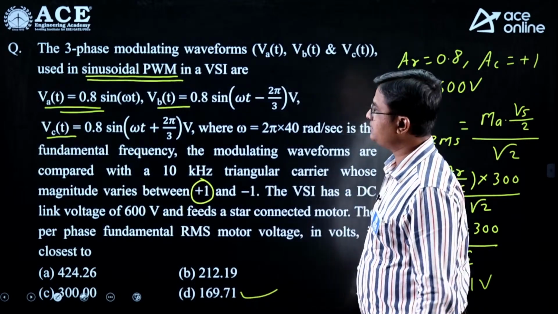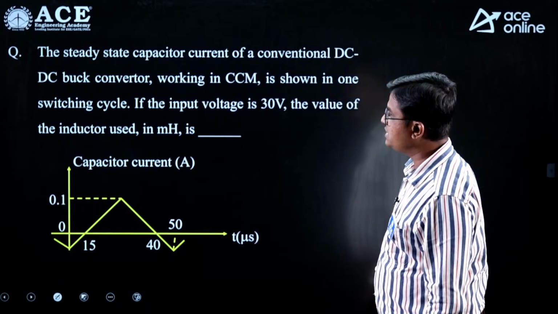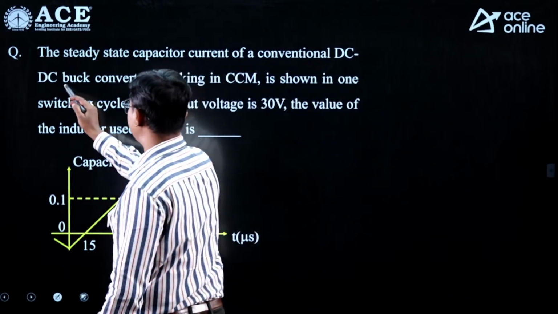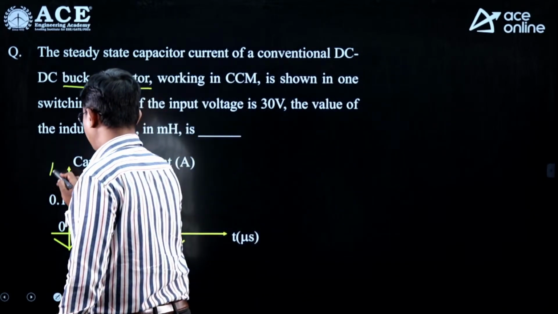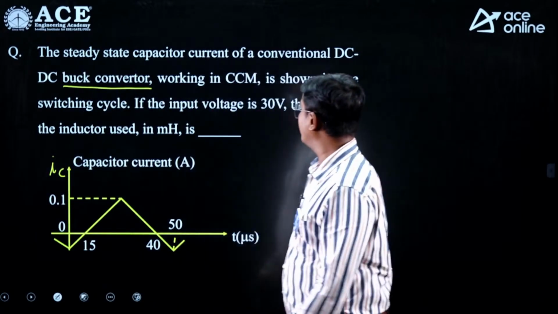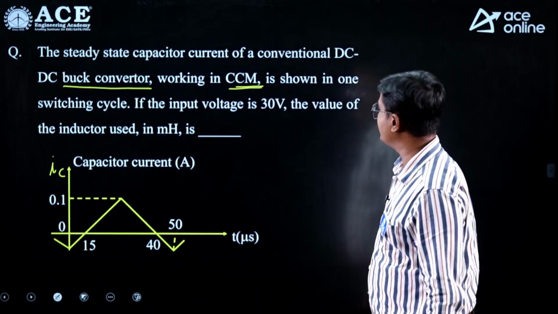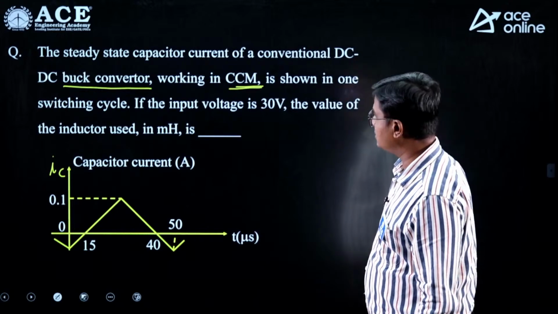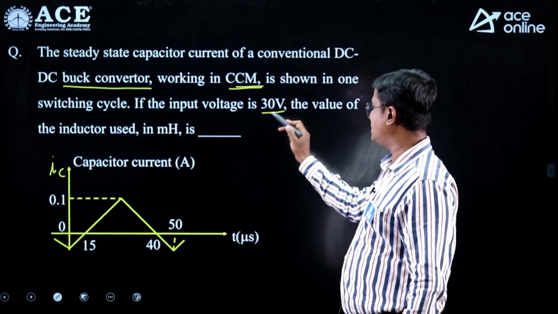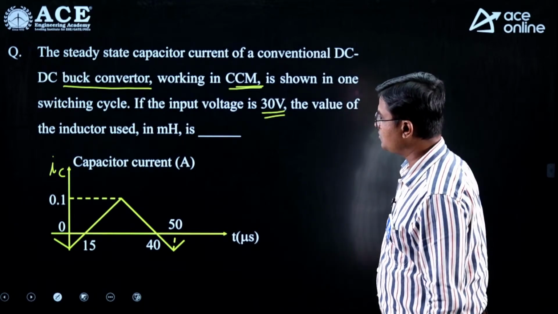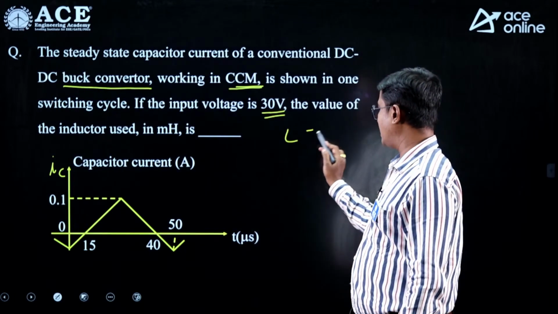Yeah, next question. A steady state capacitor current of a conventional DC to DC buck converter, working in continuous conduction mode, CCM, is shown in the figure for one switching cycle. This is the IC waveform. If the input voltage Vs is 30 volt, the value of the inductor used in millihenry is, they are asking. So our task is to find the L value.